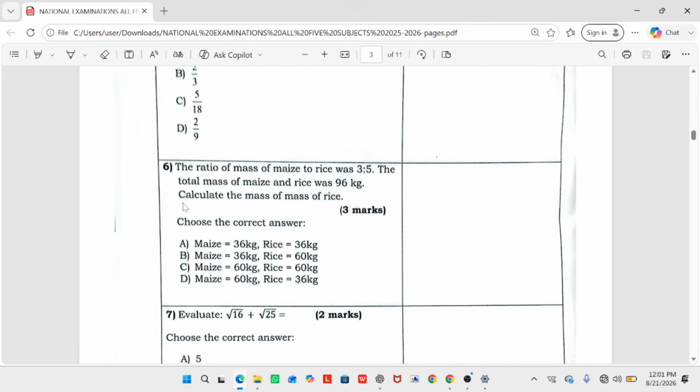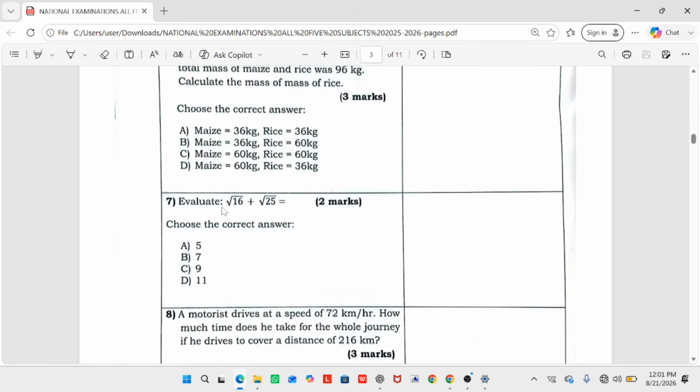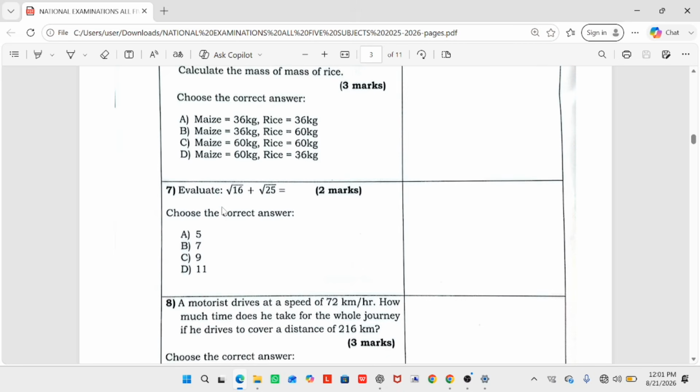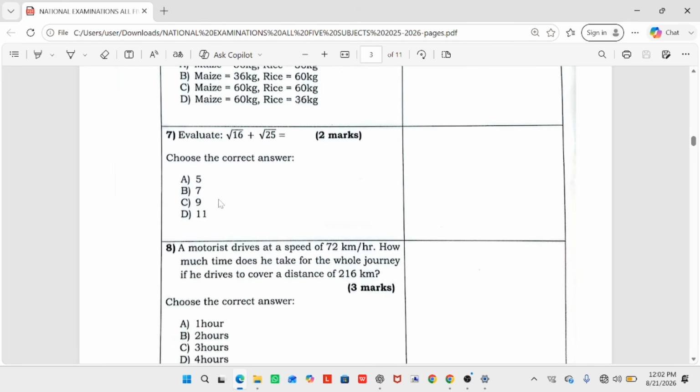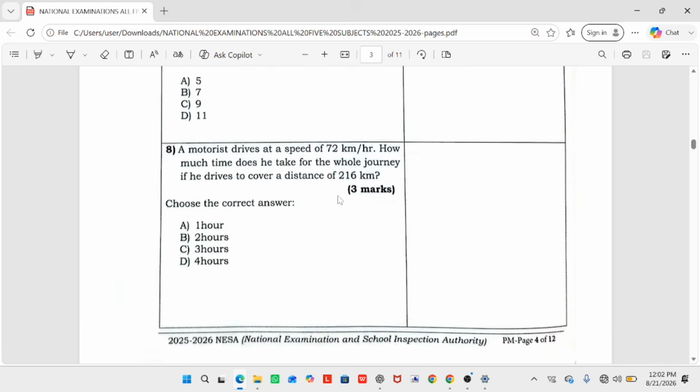This was question number 6. Question number 7 was about the square roots. The square root of 16 plus the square root of 25 equals, you know that the square root of 16 is 4 and this is 5. You can add them, probably it is 9. Then a motorist drives at a speed of this, and then how much is this? You must use the formulas for speed, distance, and you can also find the time. It was question number 8.